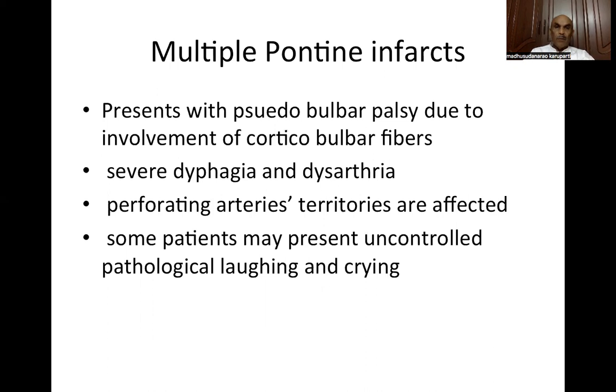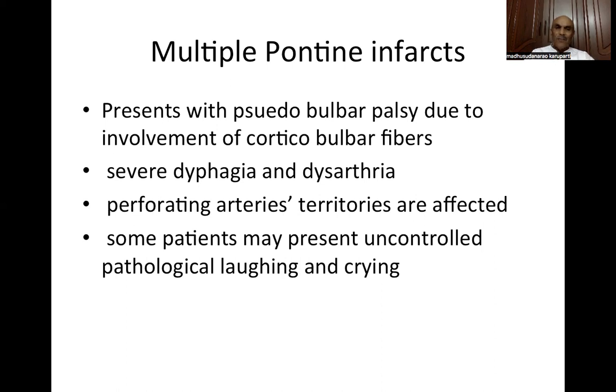Coming to the next syndrome, that is multiple pontine infarcts. It presents with pseudobulbar palsy due to involvement of the corticobulbar fibers. Corticobulbar fibers run from the motor areas of both hemispheres to supply the motor nuclei of the cranial nerves located in the brainstem. So this is a supranuclear paralysis with regard to the motor cranial nerves.